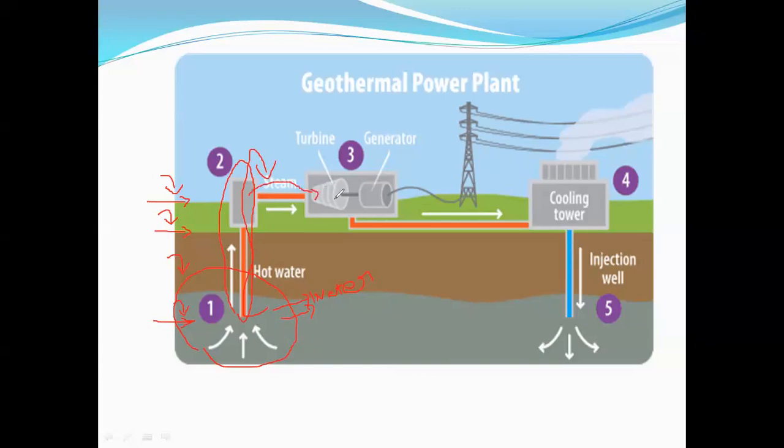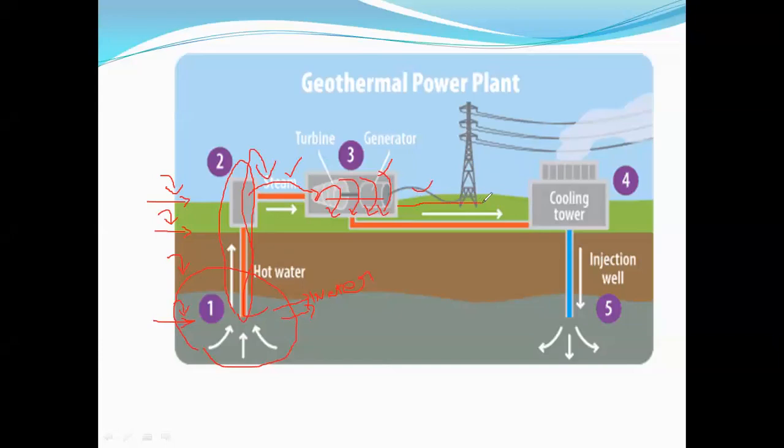That means the steam is acting pressure on the turbine. When the steam acts with pressure on the turbine, the turbine should be rotated. Simple. The amount of thermal energy in the form of steam is converted into mechanical energy, and the mechanical energy is converted into electrical energy.